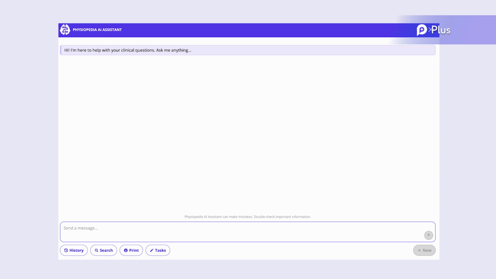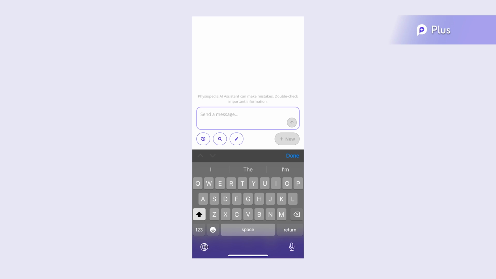I'm going to just turn on dictation here so that I don't even have to type it in. You can do this on your computer or your phone as well. Just look for the button with the microphone on it.